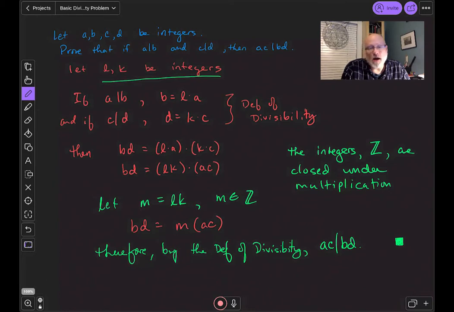Okay, so that's a good example of a basic divisibility proof, and we'll be doing a lot more of these going forward. If you have questions, make sure you ask, and feel free to use this as a model for some of your proofs. It won't work in every case, but when you're talking about divisibility, it's a good place to start.